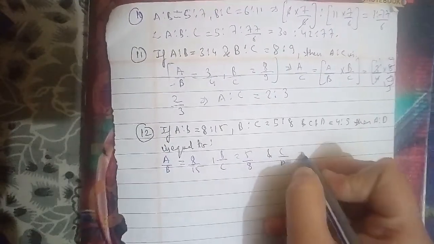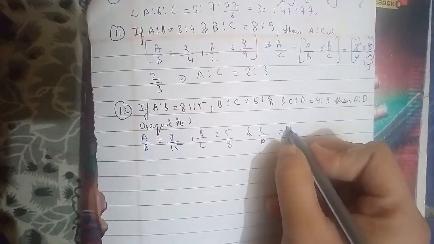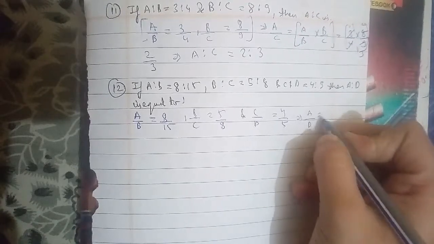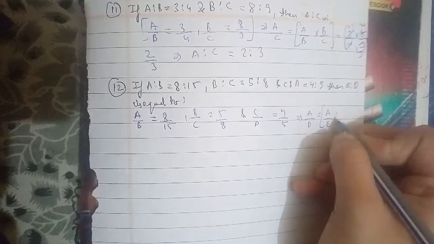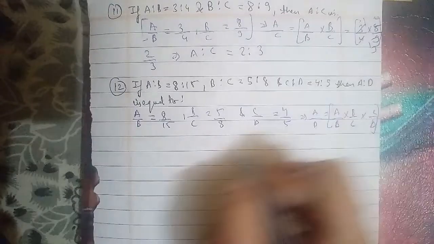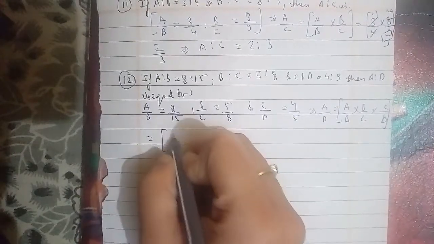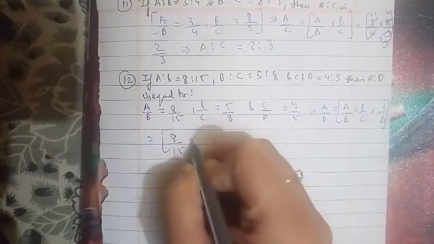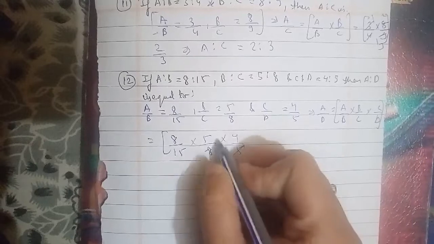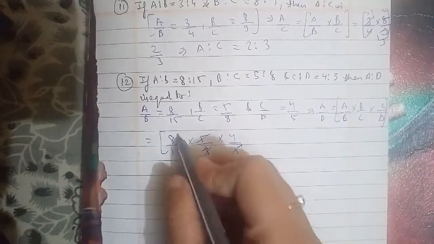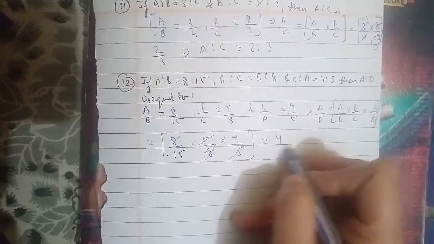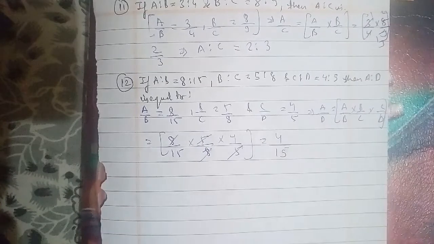So A upon D equals A upon B into B upon C into C upon D, which equals 8 upon 15 into 5 upon 8 into 4 upon 5. 5 is cancelled by 5 here, 8 is cancelled by 8 here. 4 and 15 will not cancel out, so 4:15 is the answer here as well. So the ratio we get for A ratio D is 4:15.